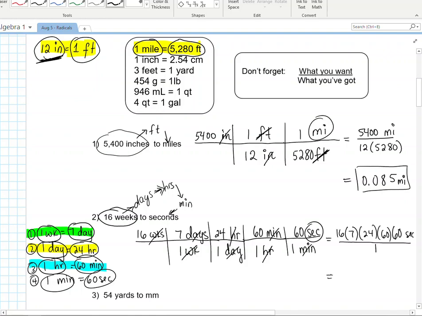When I put this in the calculator, 16 times 7 times 24 times 60 times 60, I get 9,676,800 seconds. Of course, it's going to be a lot of seconds because it's 16 weeks. So it's 9,676,800 seconds.